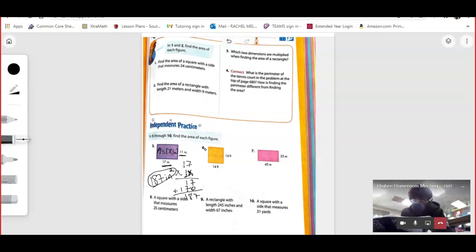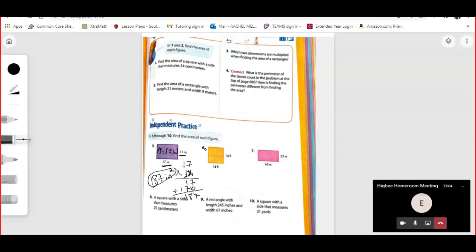It looks like a square because the sides both say 14 inches. Okay, 14 inches or 14 feet? 14 feet, I read that. Okay, all right. So yes, he's correct. So it is a square because each side is 14 feet, okay?